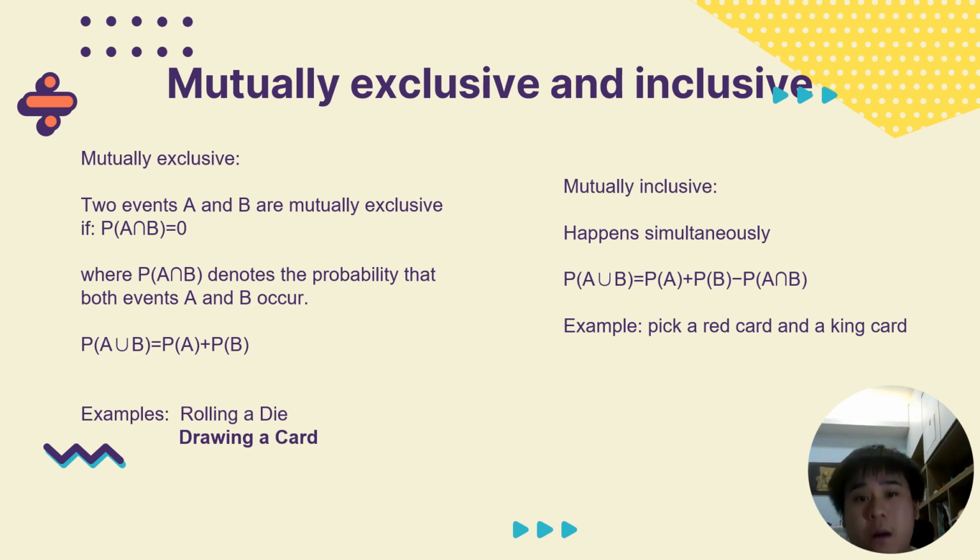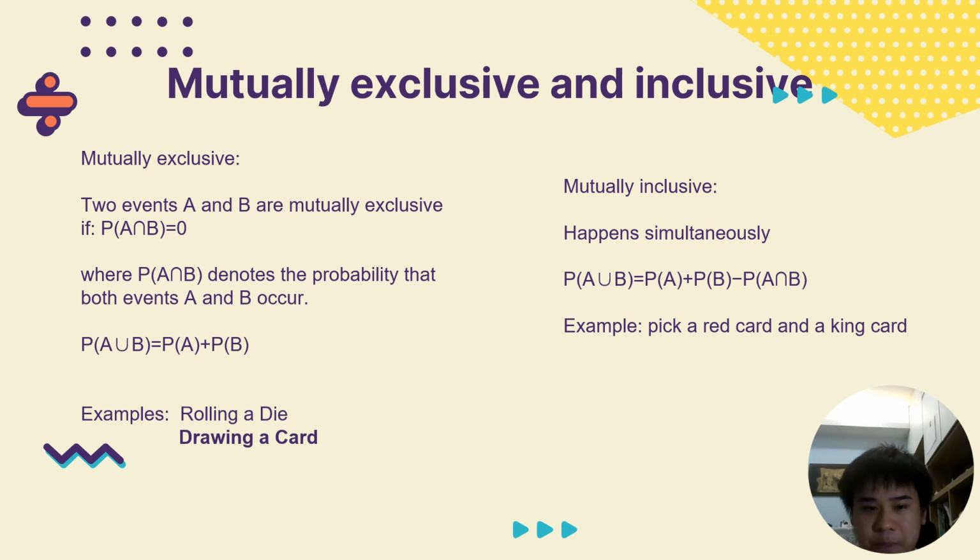Another example is drawing a card from a deck. Let's have two events: drawing a heart and drawing a club. They are mutually exclusive, because when you draw a card you get only one of the four suits: clubs, spades, diamonds, or hearts. You cannot draw two suits at the same time. So drawing a heart and drawing a club are mutually exclusive.